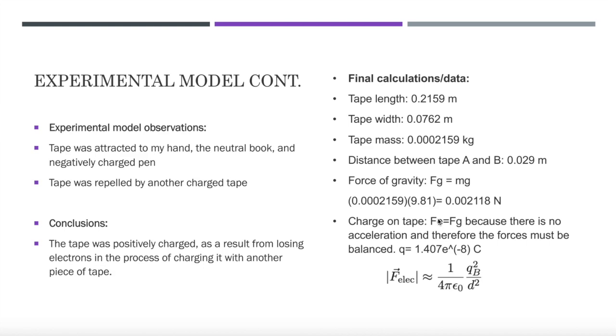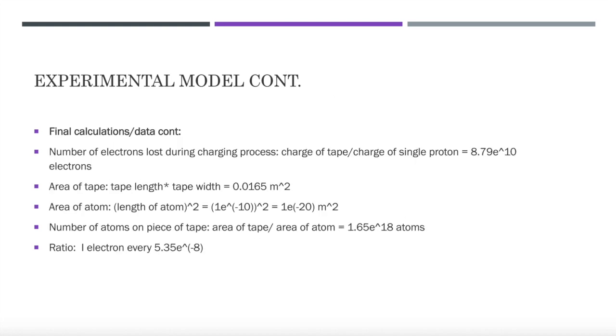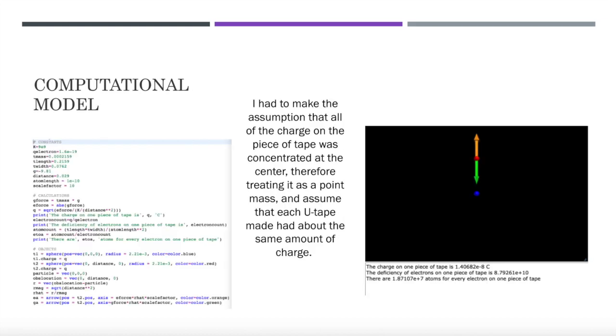the force of gravity. On the bottom, where I calculated the charge Q, I simply set the electrical force equal to the gravitational force, because we're assuming that there's no acceleration and therefore they must be balanced, and then I just solved for Q. A couple other things I calculated were the number of electrons lost, which I did by dividing the charge of the tape by the charge of a single proton, the area of the tape, which is the tape length times the tape width, the area of an atom, which is the length of an atom squared, the number of atoms on a piece of tape, which is the area of tape divided by the area of an atom, and then the ratio at the bottom.